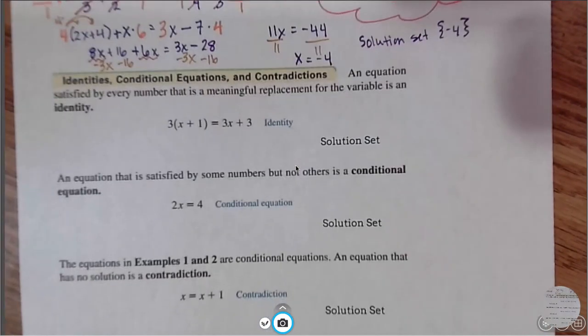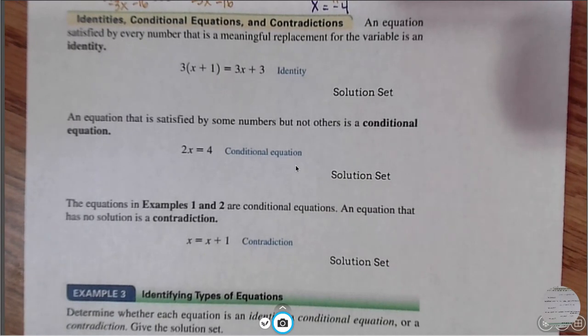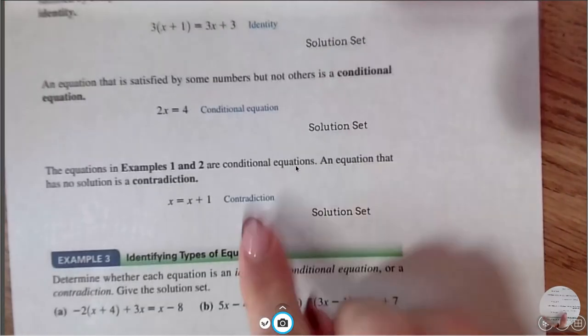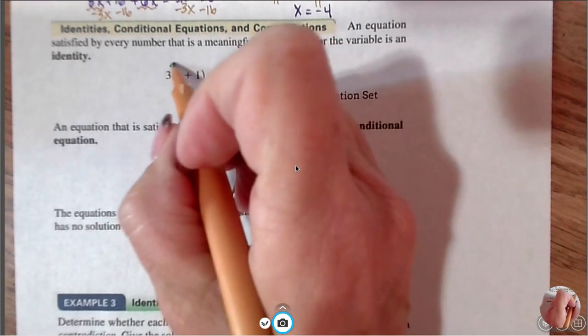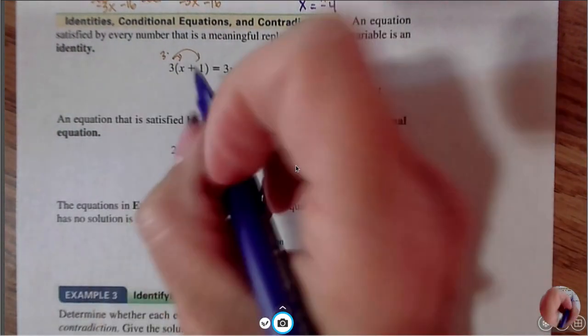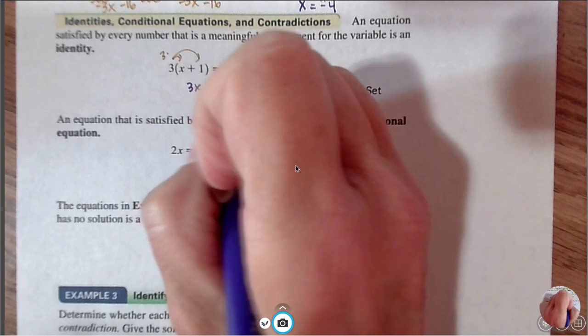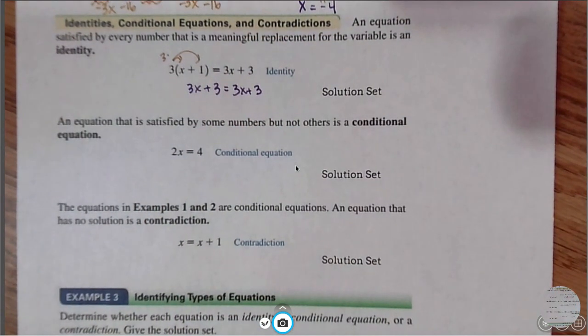Okay, let's talk about some types of equations. We can have 3 types of equations with linear equations. We can have what's called an identity, a conditional equation, and a contradiction. In an identity, what you're going to see happen if I distribute this 3 so that I get 3x plus 3 equals 3x plus 3. Notice that that is exactly the same on both sides.